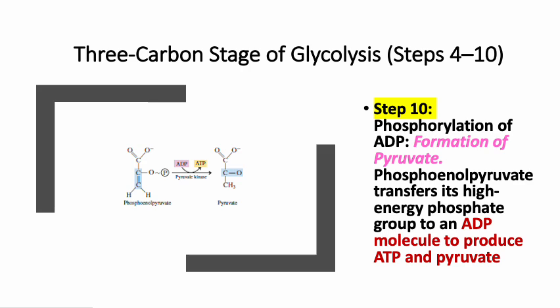Now, in the last step of glycolysis, another substrate level phosphorylation occurs. Phosphoenolpyruvate transfers its high energy phosphate group to an ADP to produce ATP and pyruvic acid. So the main goal of step 10 is to produce pyruvic acid. The enzyme involved, pyruvate kinase, requires both magnesium and potassium ions for its activity. Now again, because two C3 molecules are reacting, starting from step 4 or 5, two ATP molecules are produced.